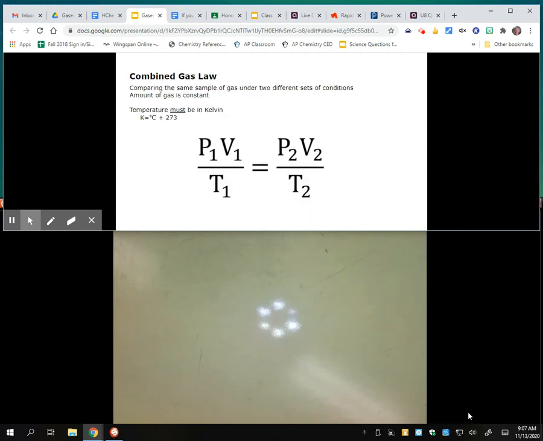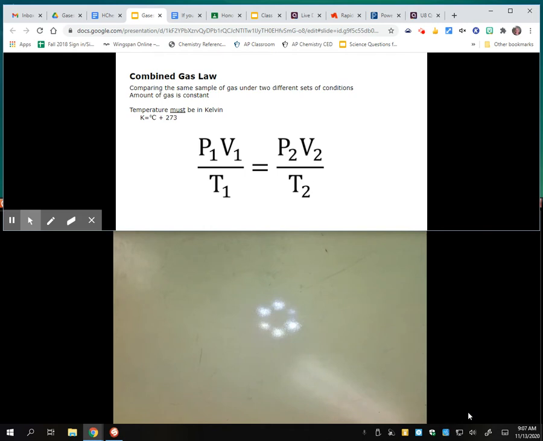We're going to talk about another gas law called the combined gas law. Like its name implies, it's a combination of several smaller gas laws, and we talked about the relationship between these different variables the other day: the relationship between pressure and volume, pressure and temperature, and volume and temperature.